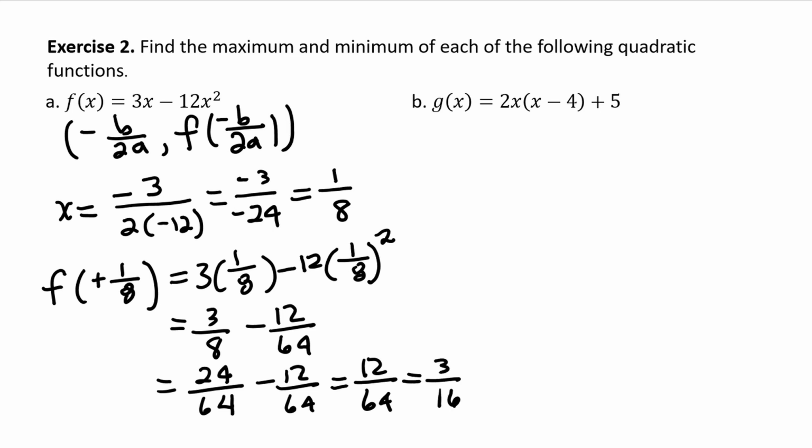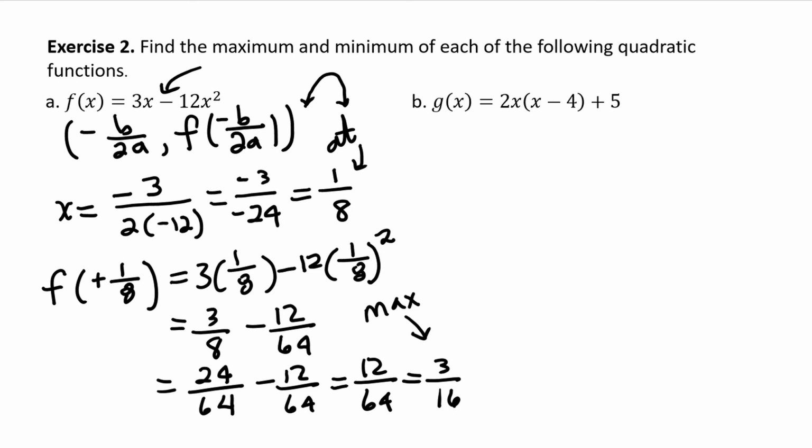While all of this is primarily arithmetic, it's real important that we know what each of the numbers mean, okay? This negative tells you that the parabola is facing downwards. So we're going to have a max value of 3/16, and it occurs at x equals 1/8.